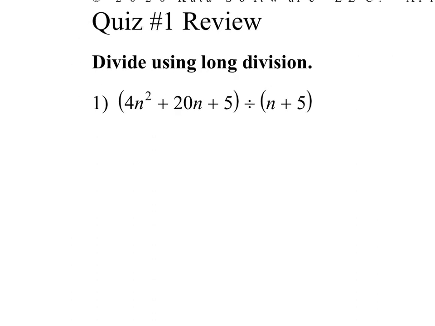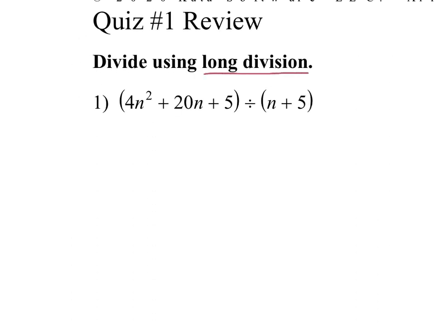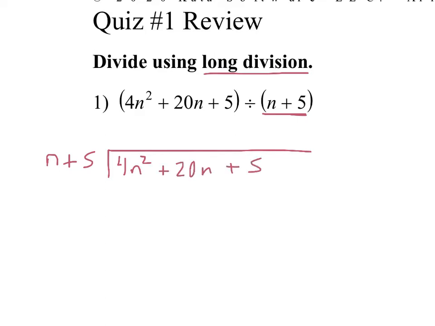Okay, number 1. So we're dividing using long division. So we just write what we're dividing outside. So n plus 5 on the outside. And then under the bracket, we write the rest of it. So 4n squared plus 20n plus 5.